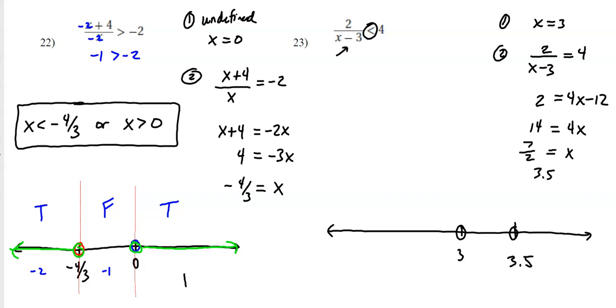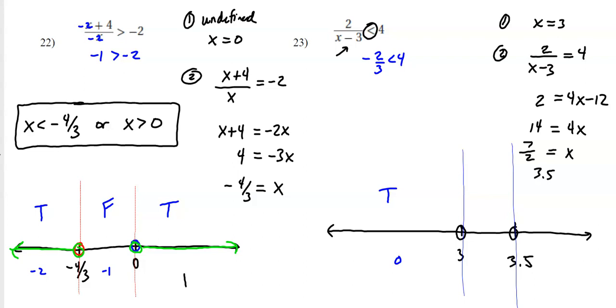Now it's time to test. So we got these three regions here that we need to test, each one. So I don't know, let's pick 0, that's easy. So 2 over -3 is -2/3, less than 4, true.